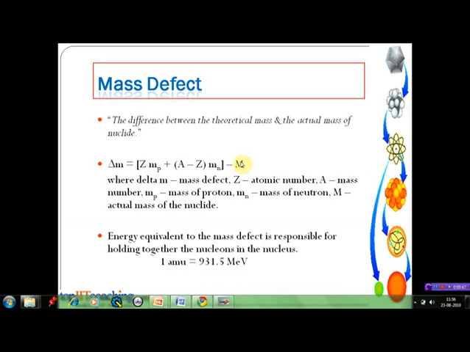The energy which is equal to the mass defect of a nuclide is responsible for holding together the nucleons in the nucleus. Now 1 AMU is equal to 931.5 MeV. With the help of this equation, we can calculate that energy.